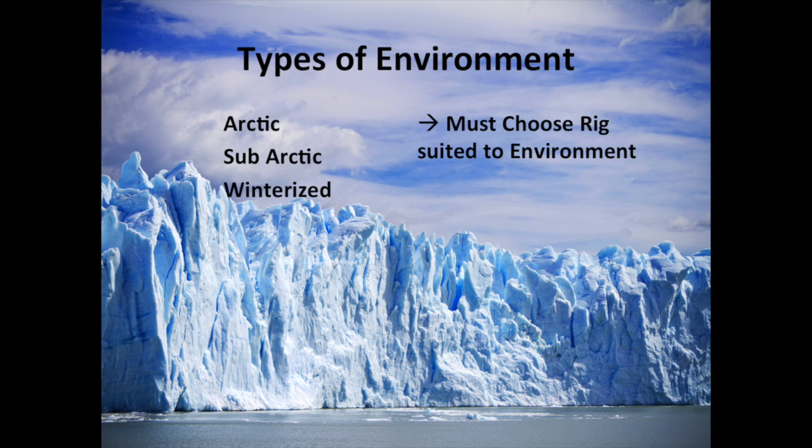There are three main types of Arctic environments: Arctic, subarctic, and winterized. Arctic environments include places where ice covers the sea year-round. Subarctic environments experience occasional sea ice, and winterized climates experience little to no sea ice, but still see harsh temperatures. It is important to choose a rig most suited to the environment drilling will take place in.